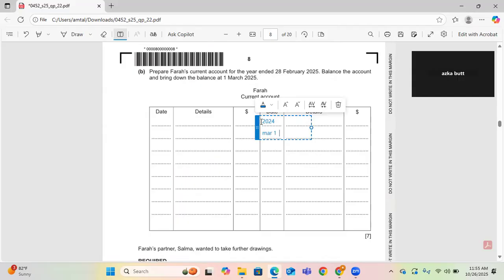March 1st, and the opening balance BD is equal to 3450. Then we need to write all the gains, the salary, the interest on capital, share of profit on the credit side, and drawings and interest on drawings on the debit side.